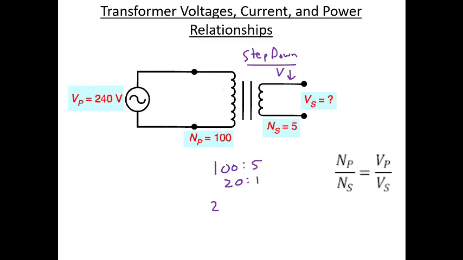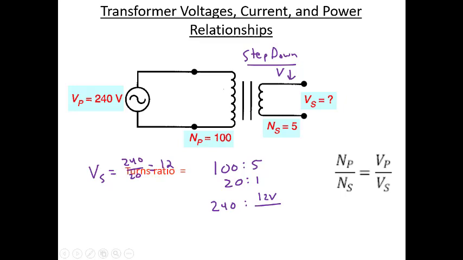So if I have 240 on this side, I've got to maintain my 20 to 1 ratio. So the voltage on the secondary would equal 240 divided by 20. So that would be 12. So that means that I should have 12 volts on the secondary.